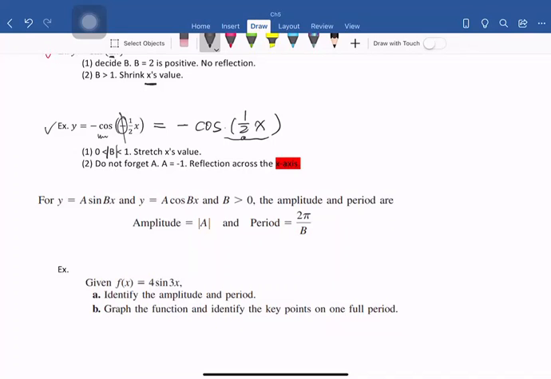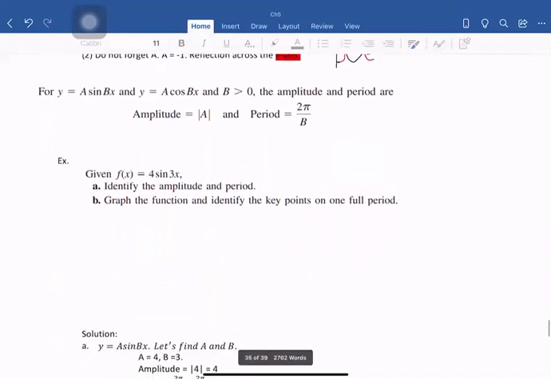Do not forget a. a is negative 1. In front of the cosine, that's the a's value, negative 1. So reflection across the x-axis. The cosine graph is like this, for example. So I need to flip it. Okay, let's move on to the next part.